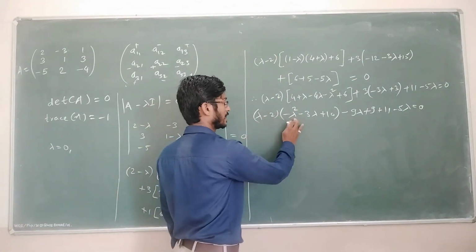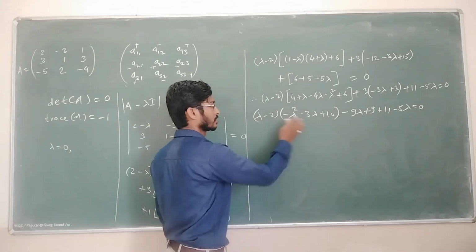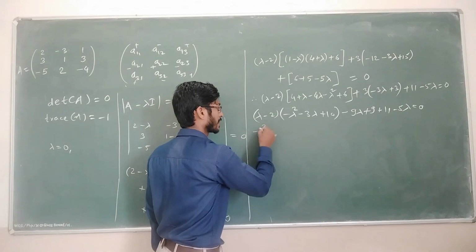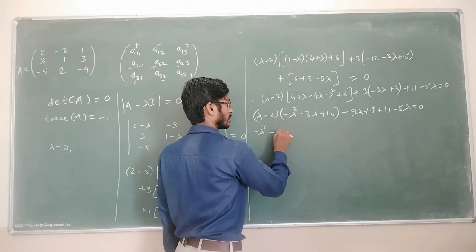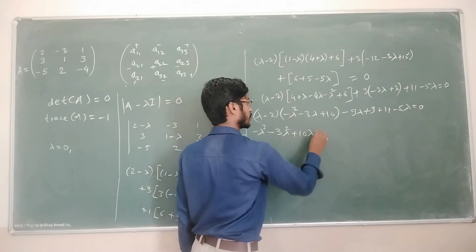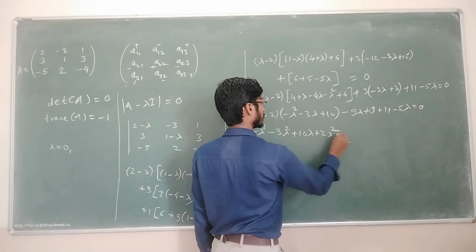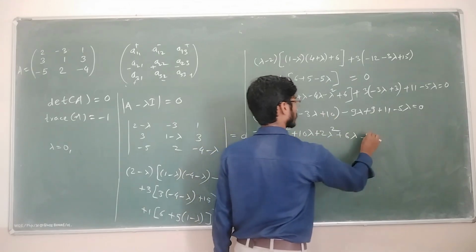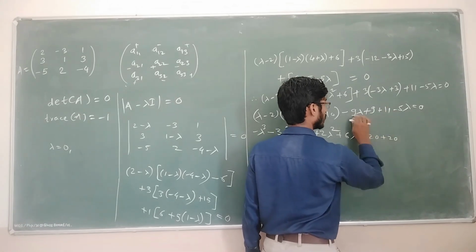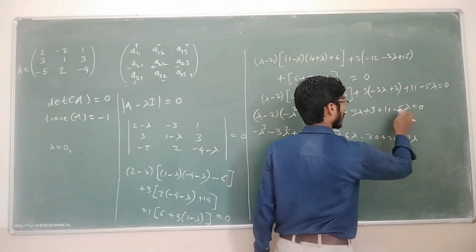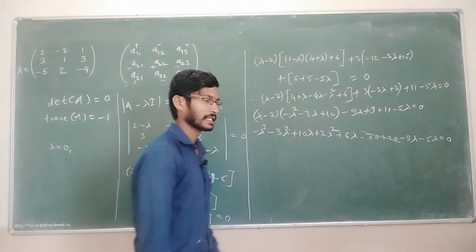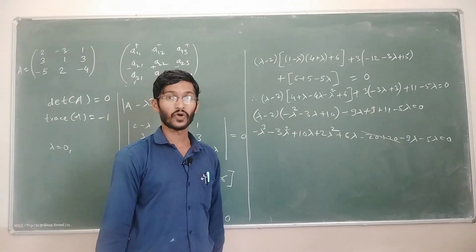Now again I will multiply this lambda to all elements and minus 2 to all elements in this bracket. So I will get minus lambda cube minus 3 lambda square plus 10 lambda, plus 2 lambda square plus 6 lambda minus 20. Now you can see here 9 plus 11 is 20. This minus 9 lambda and minus 5 lambda is equal to 0. So this plus 20 minus 20 will cancel. So there is no constant in this.